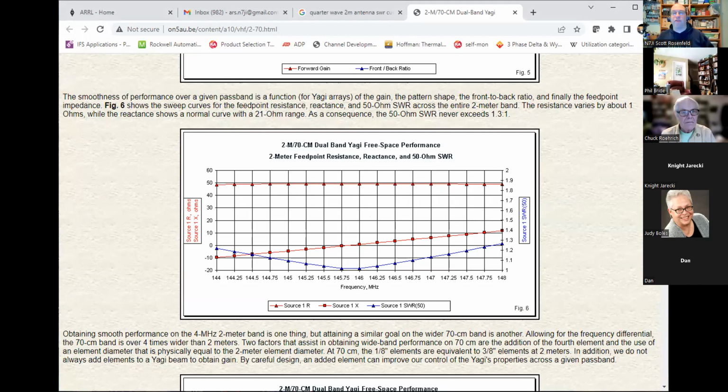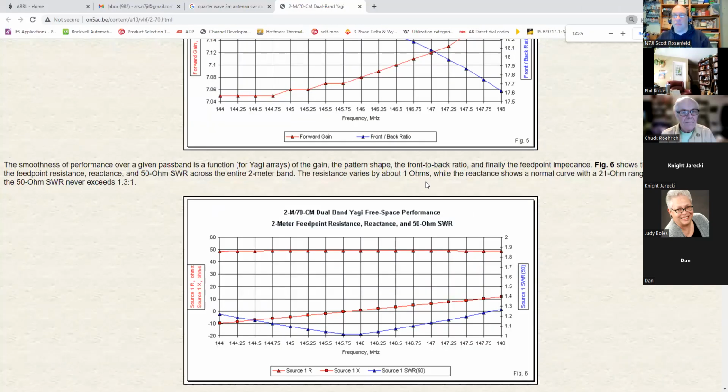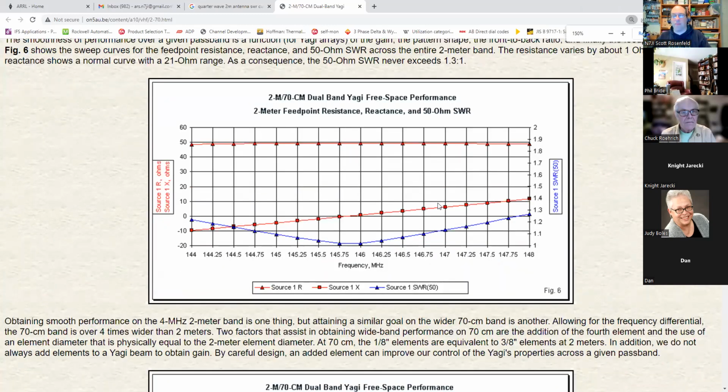Okay, so there's a good SWR versus frequency curve. That's something that's kind of typical.